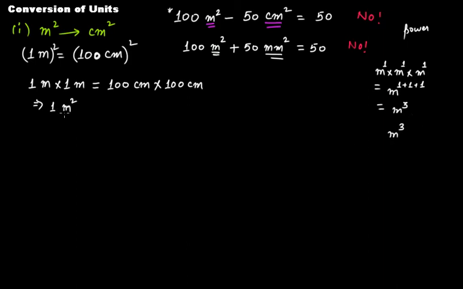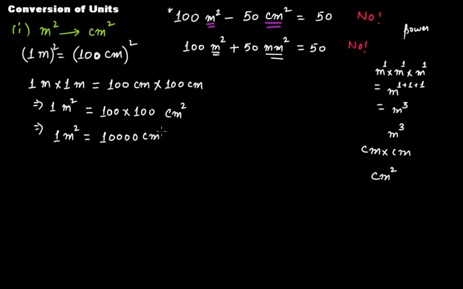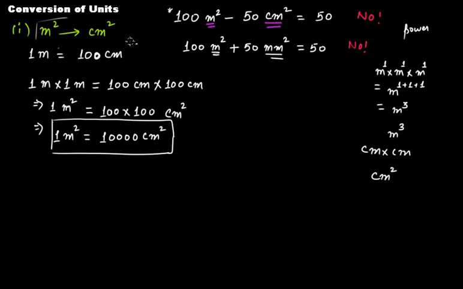In this case this is meter square, so here this is 100 times 100, and this is centimeter times centimeter, so 2 times centimeter, so centimeter square. This gives you 1 meter square is equal to 10,000 centimeter square, right? So this is what we derive from the formula 1 meter is equal to 100 centimeter. Now we know 1 meter square is equal to 10,000 centimeter square.